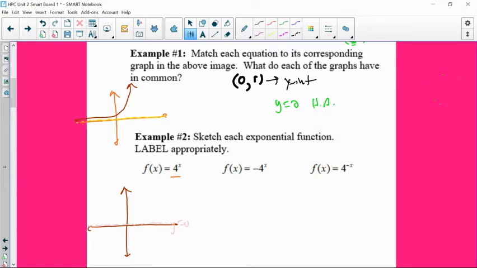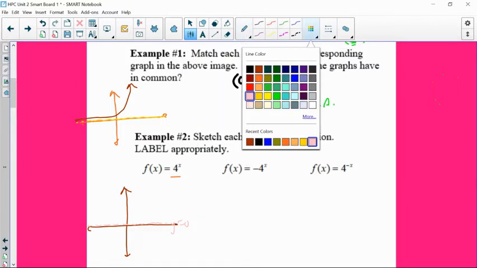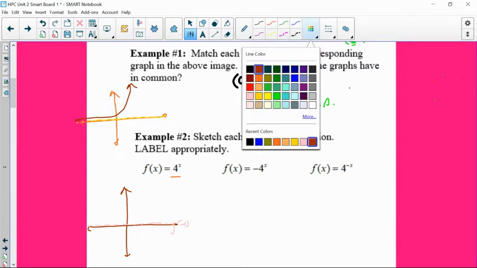And then I know that, if I think of a table of values, I want to try to label maybe 2 or 3 points here. Nope. I keep trying to change the color, and I keep hitting the line width. So I go maybe to blue.